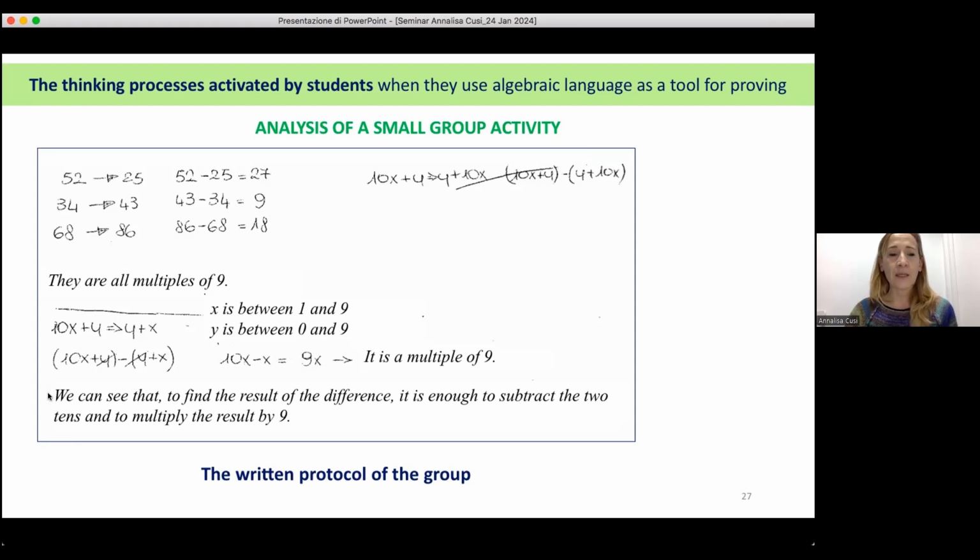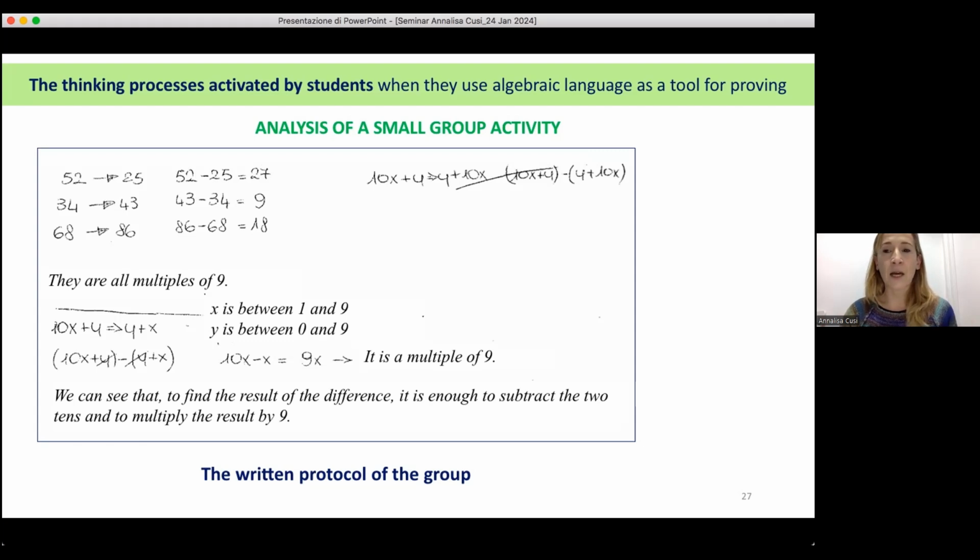And yet we can see that to find the result of the difference, it is enough to subtract the two tens and to multiply the result by 9. So for example, here the two tens are 5 and 2. The difference between them is 3. 3 multiplied by 9 is 27. So in the end, they write, you can say, a complete conjecture.